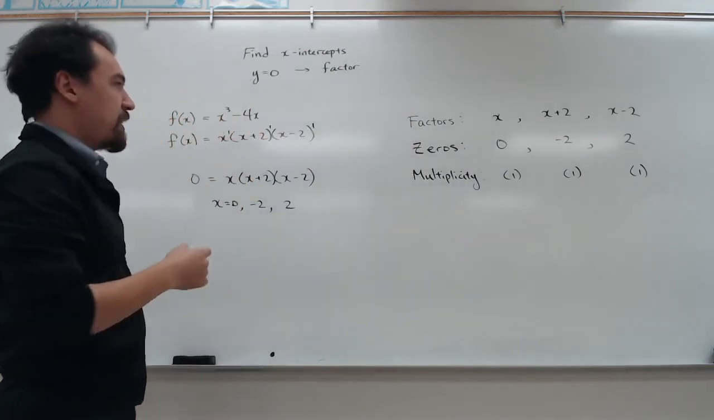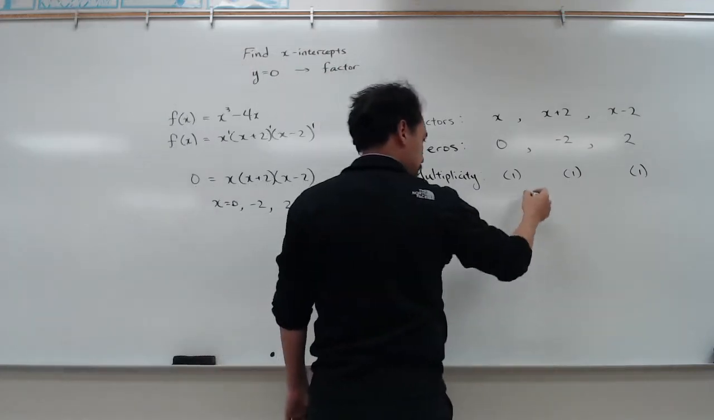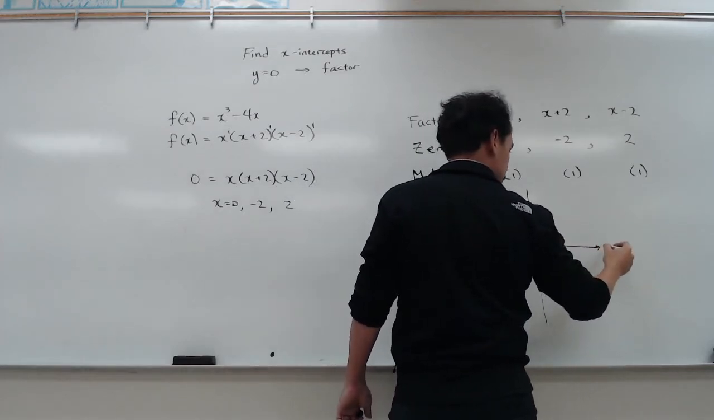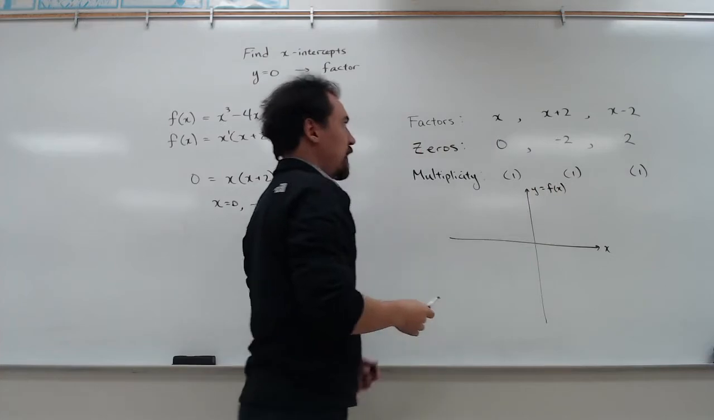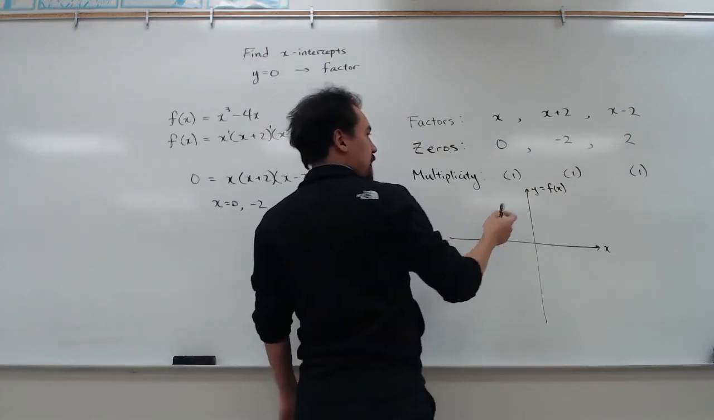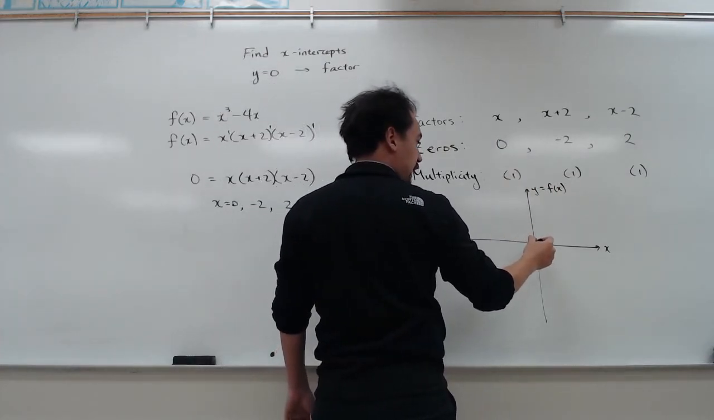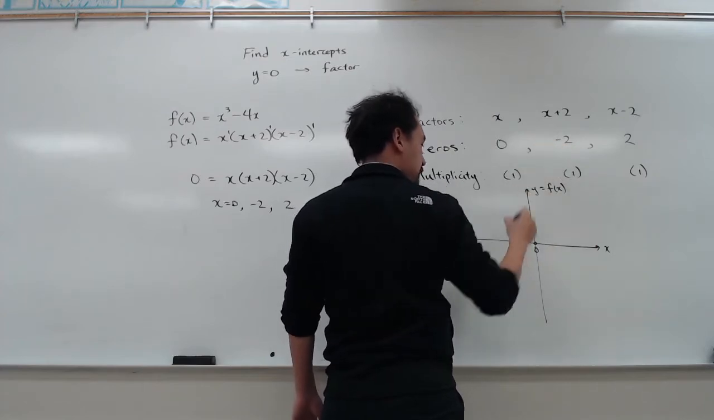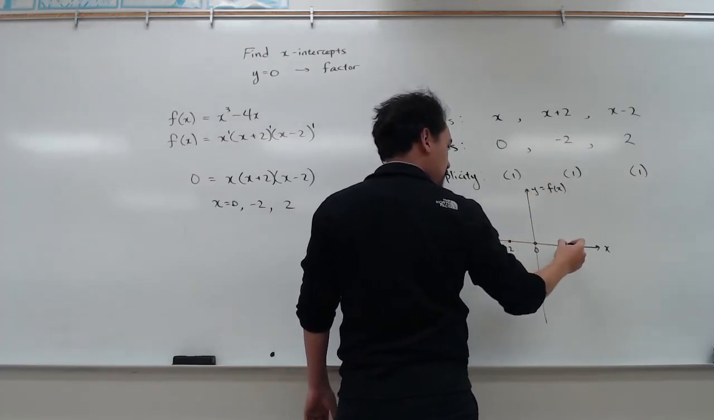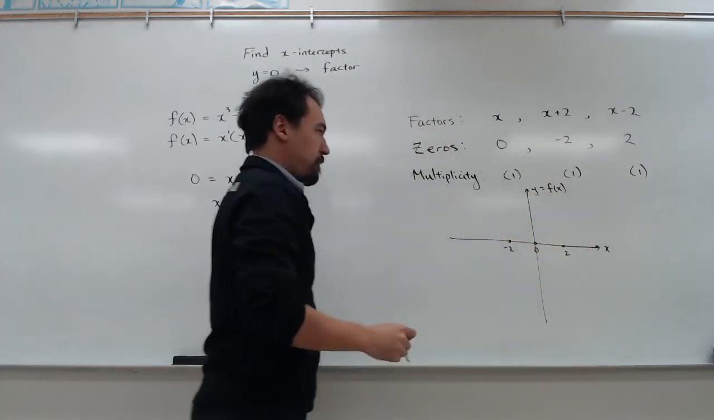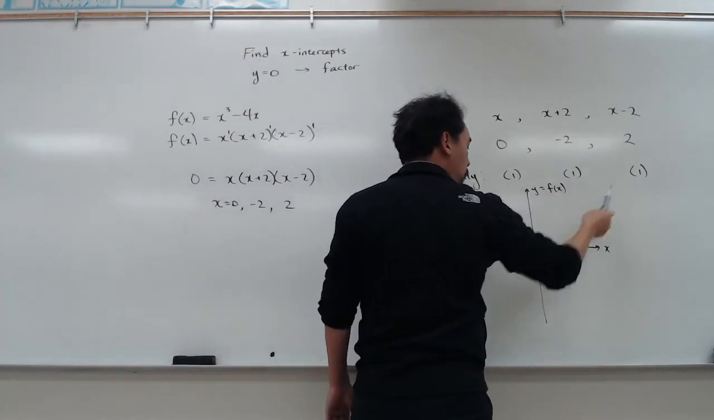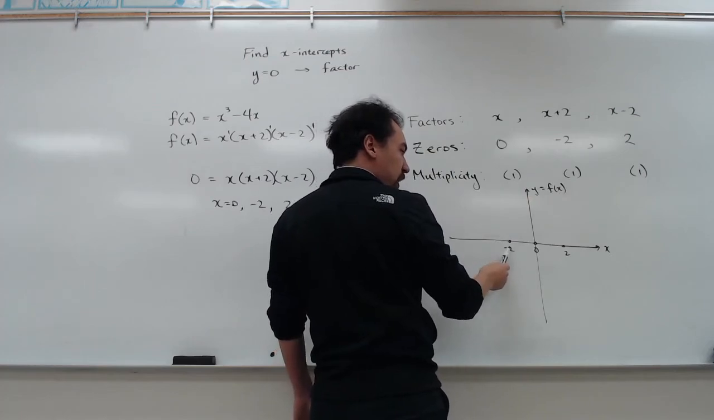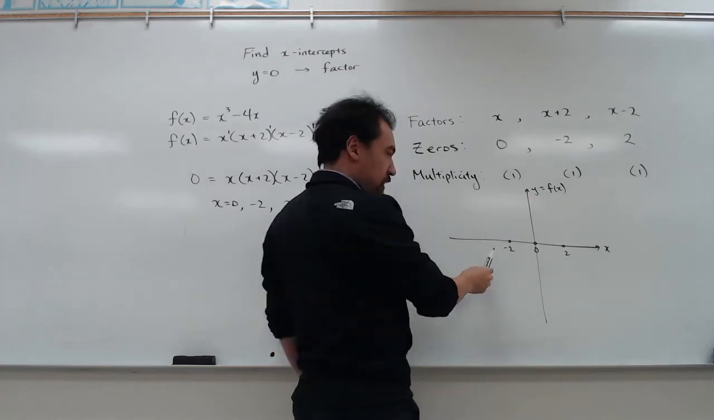And when we made the graph of this, we said there is a 0 at x equals 0, there's another 0 at x equals -2, and there's another 0 at x equals 2. And then each of these has a multiplicity of 1. So it turns out in each case, I'm going to go through the x-axis, cross right through it.